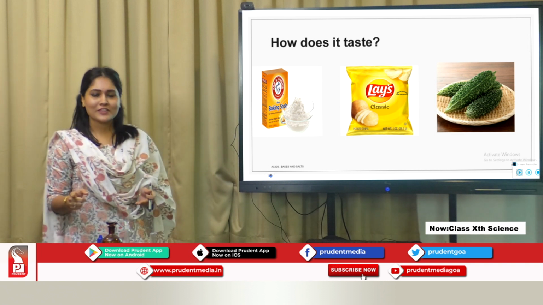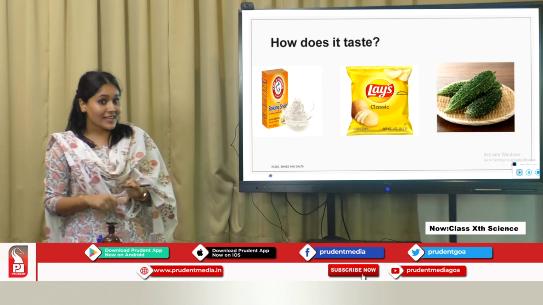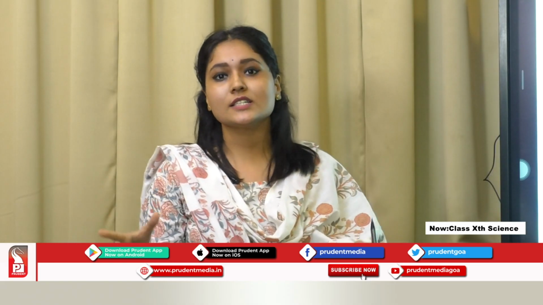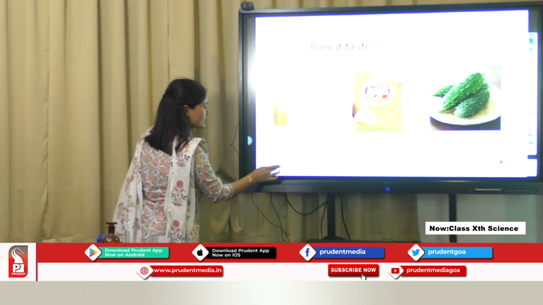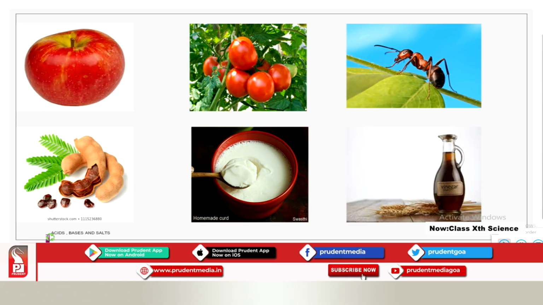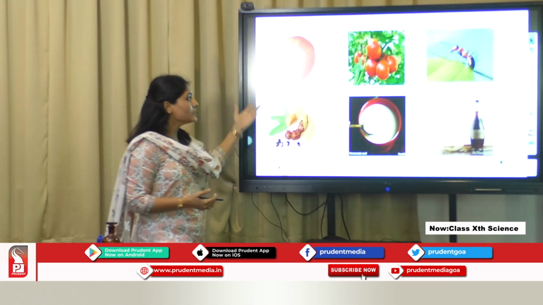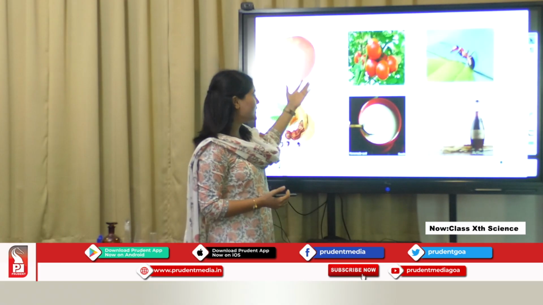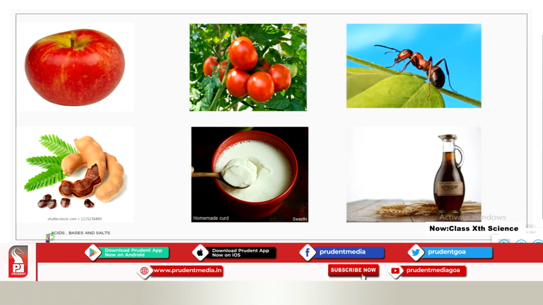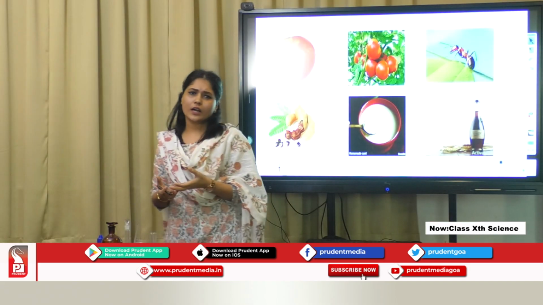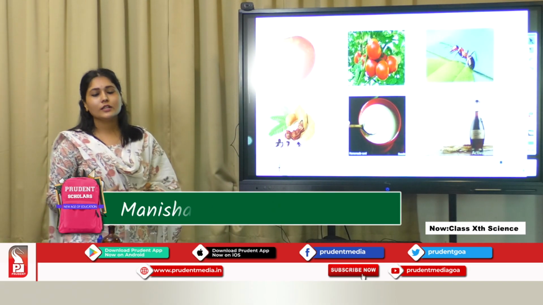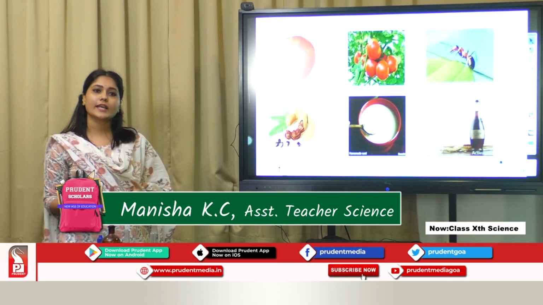Yes, you have learned this in your previous class. The presence of acids, bases and salts give various taste to the food items. So let us see some food items which contain different types of acids. Apple consists of malic acid, tamarind consists of tartaric acid, tomato consists of oxalic acid, curd consists of lactic acid, the sting of the ant, or you can say the venom of the ant, consists of formic acid, and vinegar that we use in our day-to-day cooking to make salads consists of a mild acid which is called acetic acid.